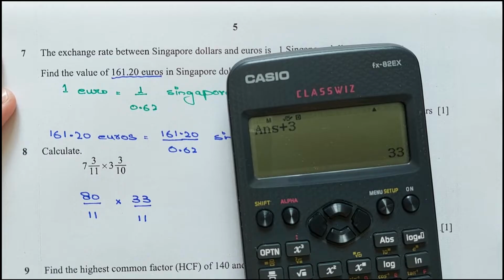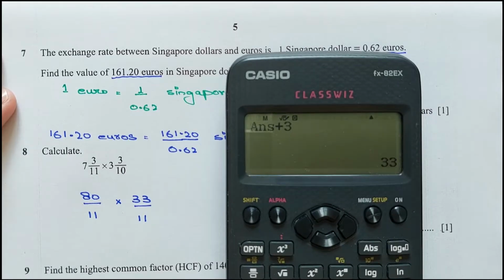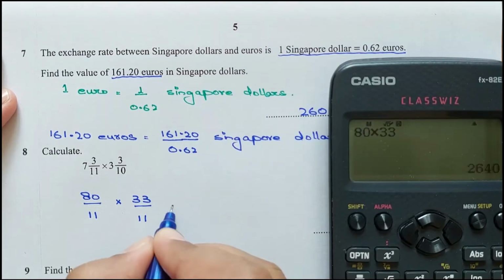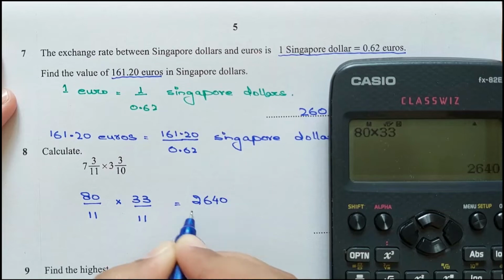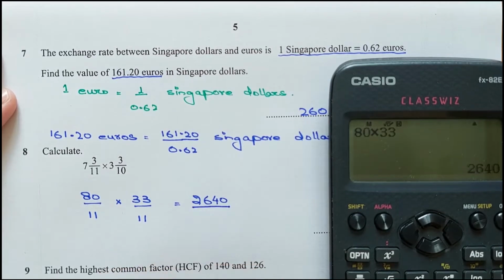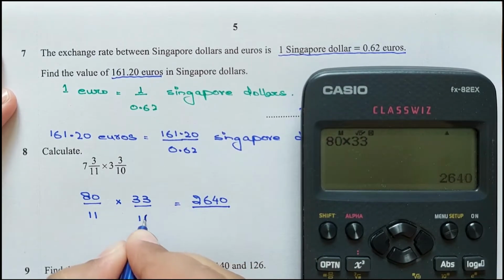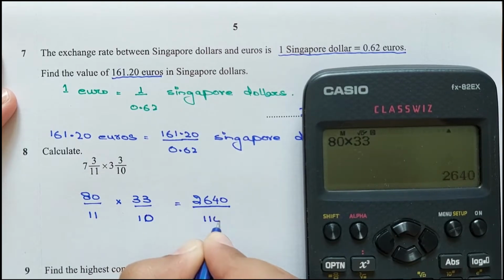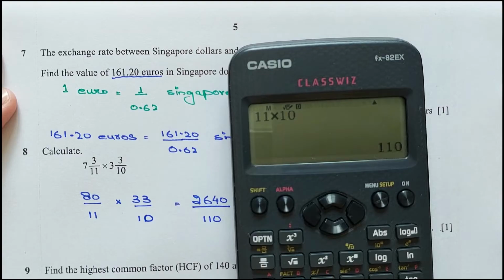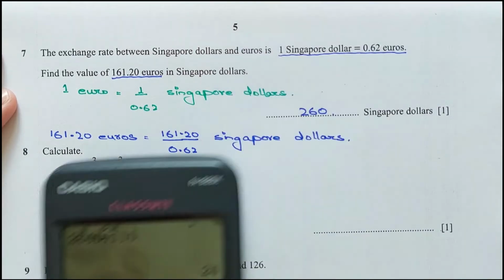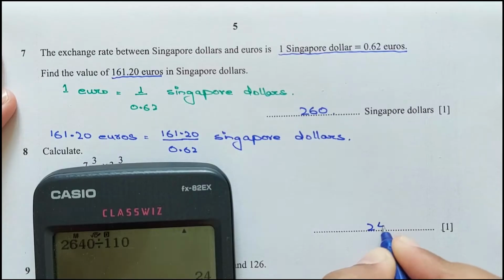Okay, we have to multiply them, right? So we have 80 times 33. The numerators are multiplied: 2640. And 11 times 10, sorry, I messed up, is 110. 11 times 10 is 110. Yes. 2640 divided by 110 is 24. The simplified answer is 24.